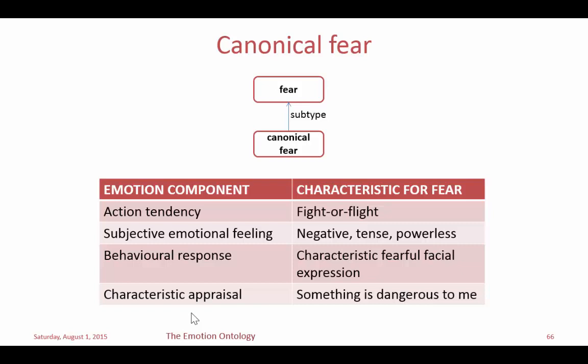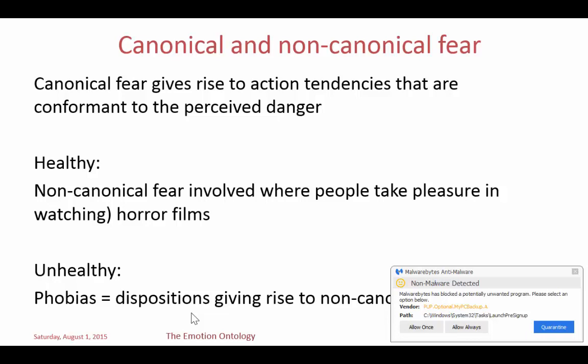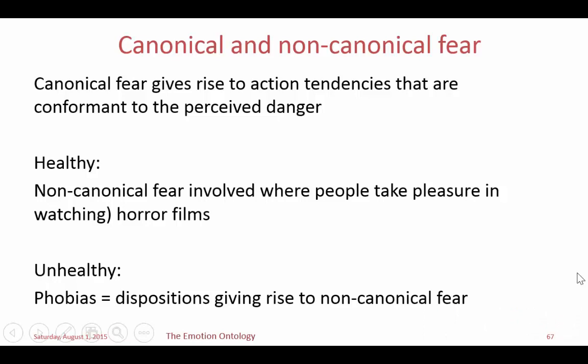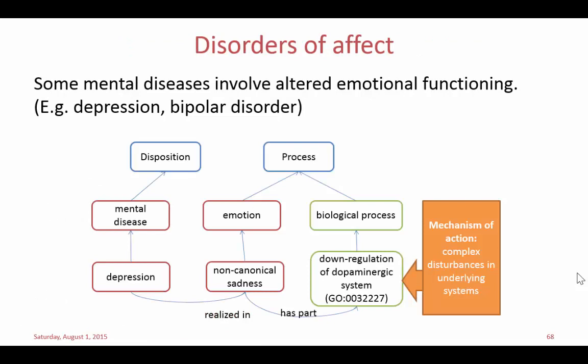And so your organism is programmed to give you this evolutionarily basic response when there is a dangerous animal in your location. So there is canonical fear. And then there are various kinds of non-canonical fears, some of which are healthy, so people say. Some people go to the movies to watch horror films, and they enjoy experiencing non-canonical fear, fear without real lions in the room. Other people have unhealthy non-canonical fear. For instance, they have phobias of various sorts. Similarly, some people have non-canonical emotions of a range of different types because they have affect disorders, mental diseases which affect emotional functioning of various sorts.